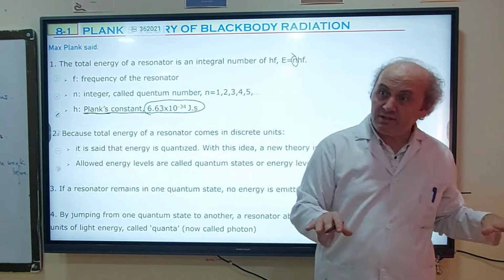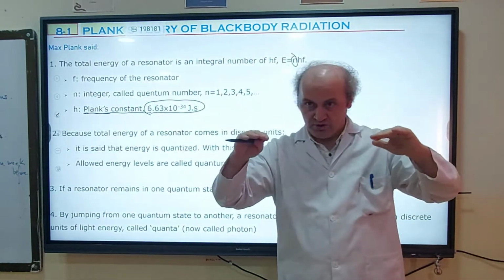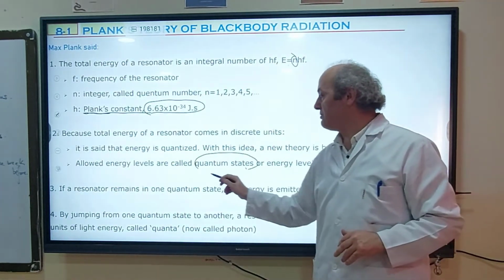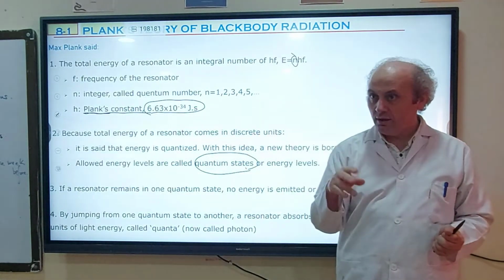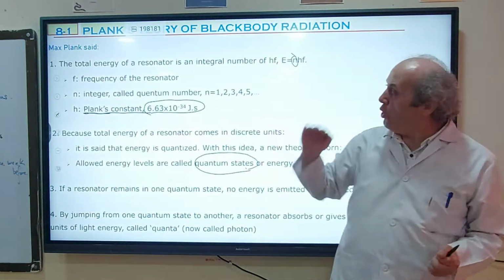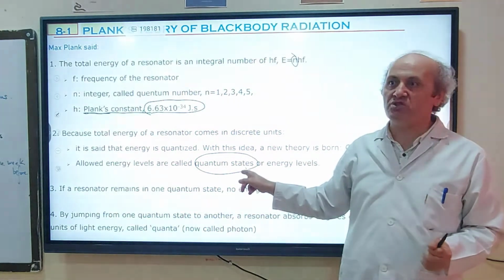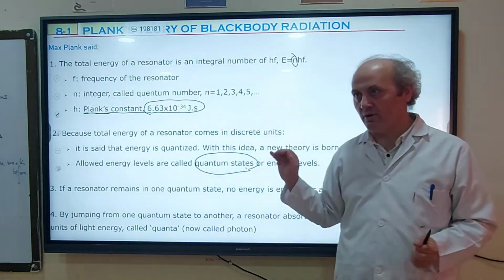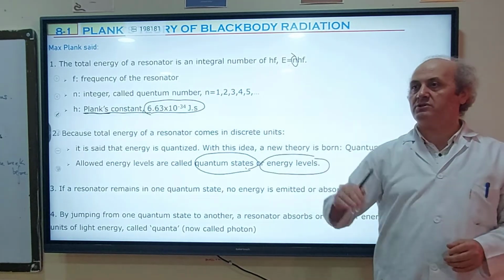And every resonator can vibrate at some discrete energies. The allowed energy levels are called quantum states. And remember, we said that a resonator can vibrate at hf, 2hf, 3hf, 4hf, and so on. All these energies are called quantum states. First quantum state, energy is h times f. Second quantum state, 2hf. Third quantum state, 3hf, and so on. Later, Niels Bohr will call these quantum states energy levels.